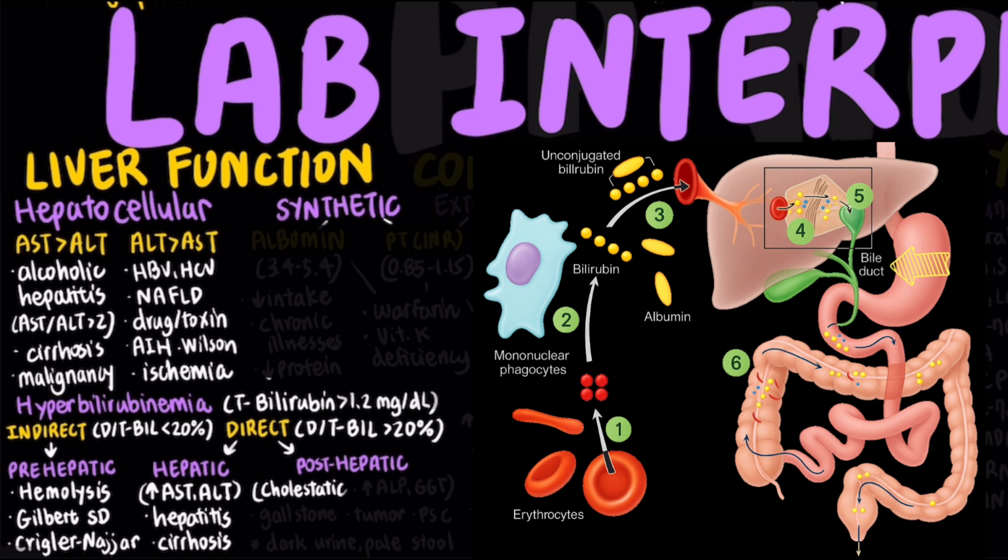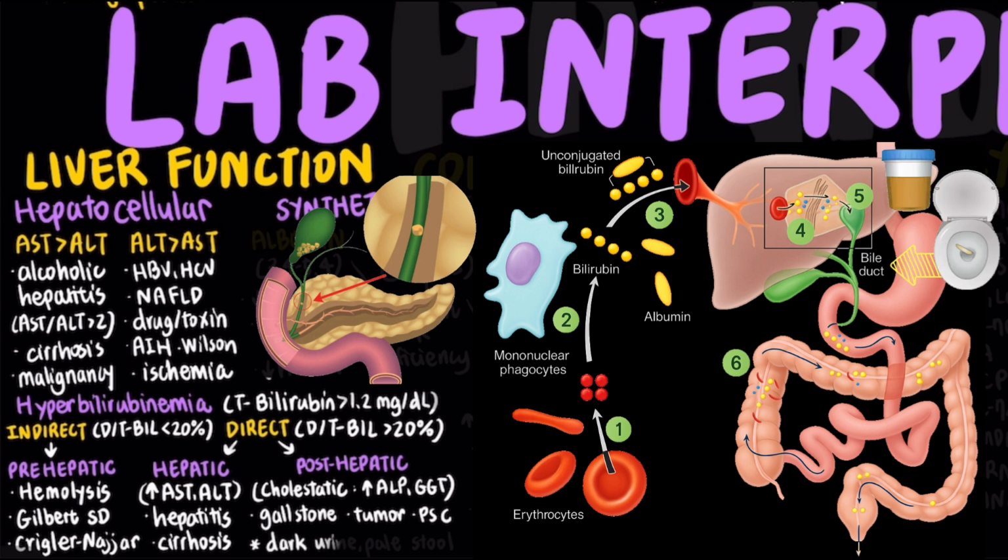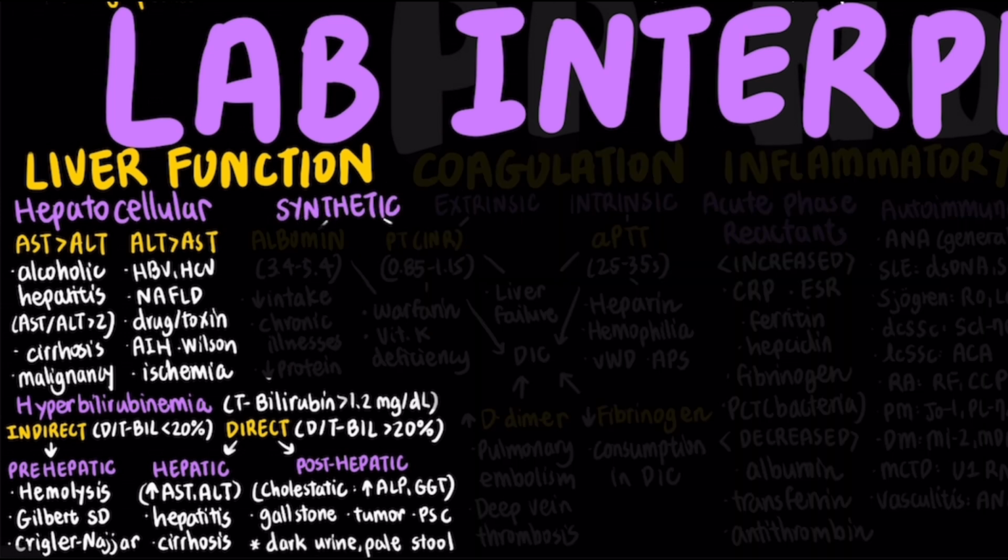They are typically associated with elevated ALP and GGT. Common causes include gallstones, tumors, or primary sclerosing cholangitis, abbreviated as PSC. In these cases, conjugated bilirubin is trapped and backs up into the blood, leading to symptoms like jaundice, dark urine, and pale stools. Another critical job of the liver is synthesis, making essential proteins for the body.